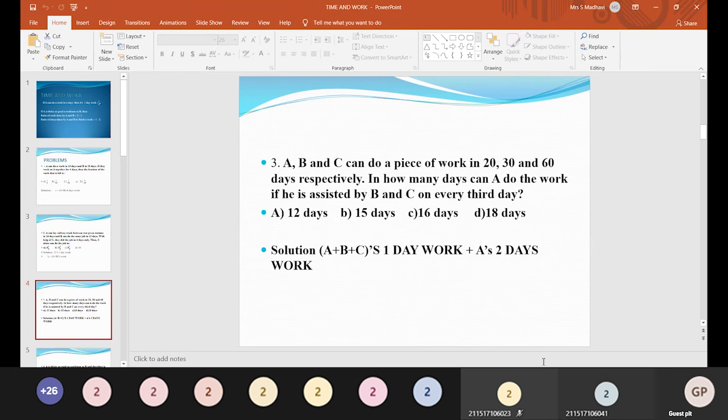So work done in every 3 days means, see here, 1 by 5 is the work done by A's 2 days' work and A plus B plus C's 1 day's work. So the total number of days is 5. And if it is calculated for 3 days, 5 into 3 it will be 15 days. So the whole work is done by A, B and C in 15 days.